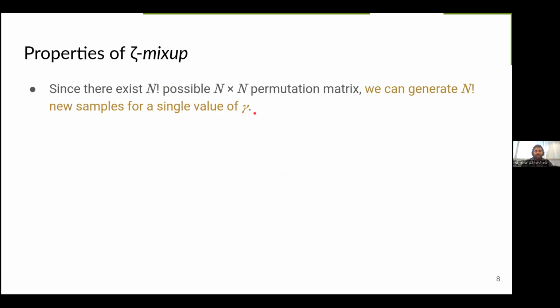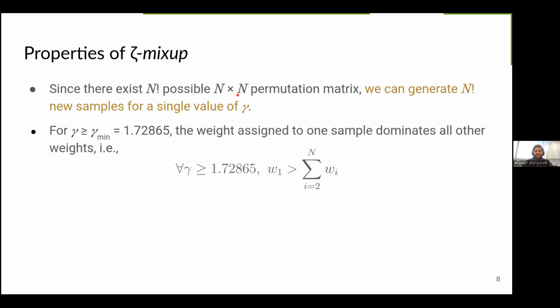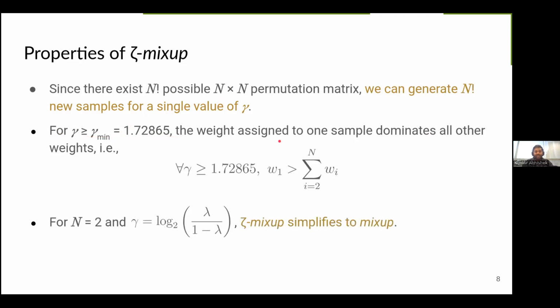Zeta-mixup has some interesting properties. For a single value of gamma, we can generate n factorial possible permutations and therefore n factorial new samples. Similarly, for all values of gamma greater than a certain threshold, the weight assigned to one sample dominates all other weights. And finally, zeta-mixup is a generalization of mixup. In fact, for n equal to 2 and a certain value of gamma, zeta-mixup simplifies to mixup.